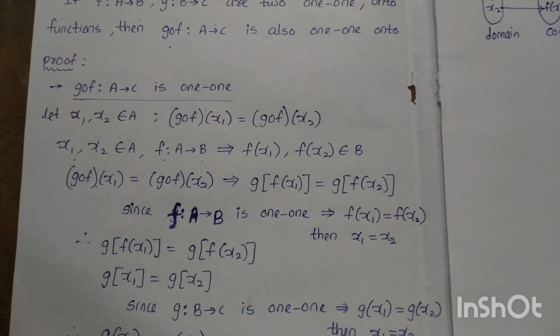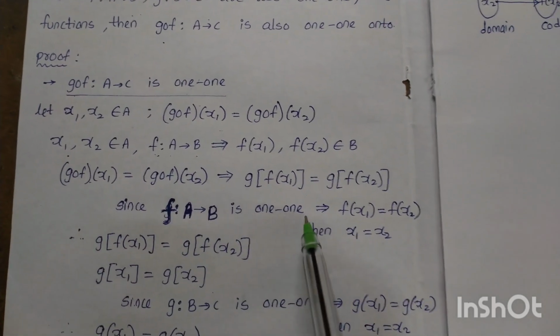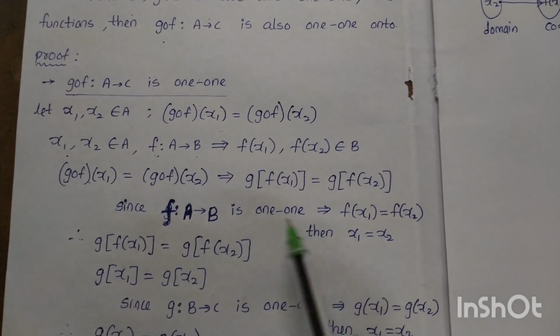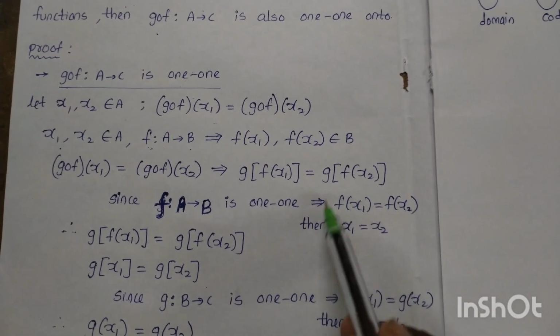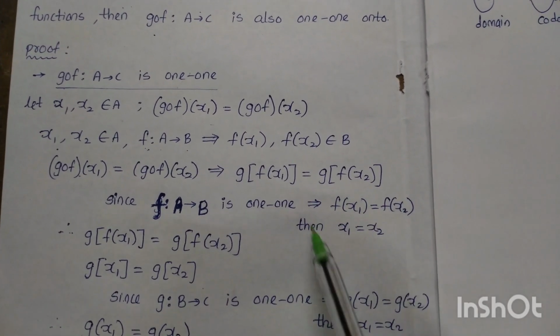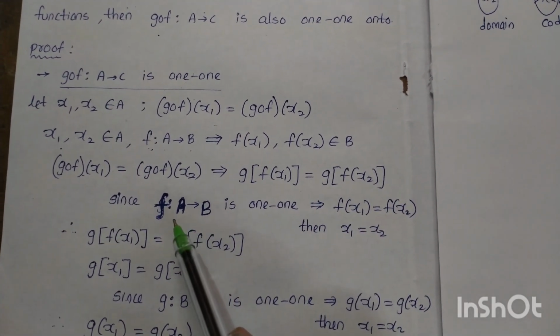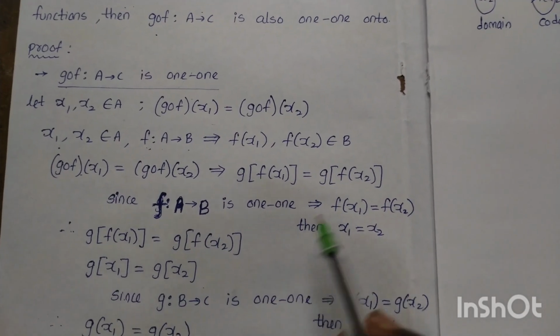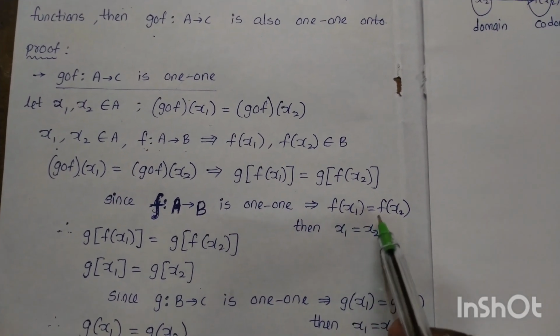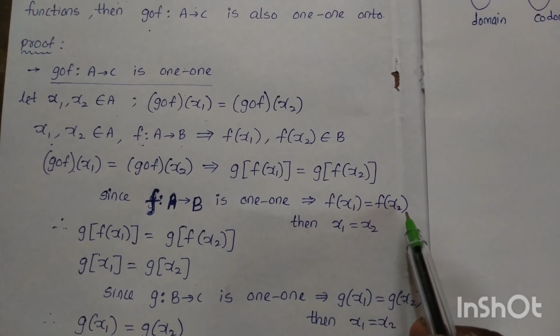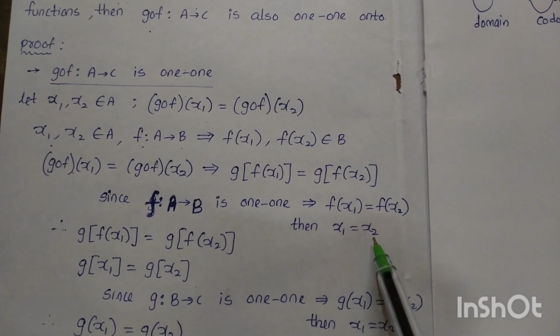They only gave in the question that f maps A to B is a 1-1 function. If it is a 1-1 function, then this condition should be satisfied. We can write it like this: whenever a function f maps A to B is a 1-1 function, you can write f of x1 is equal to f of x2. Then x1 equal to x2.